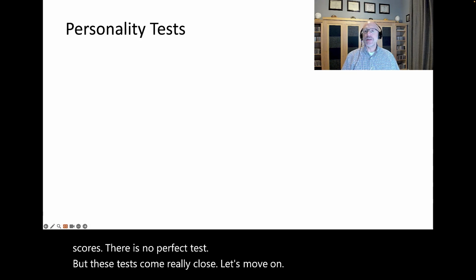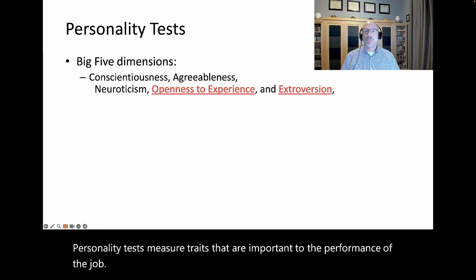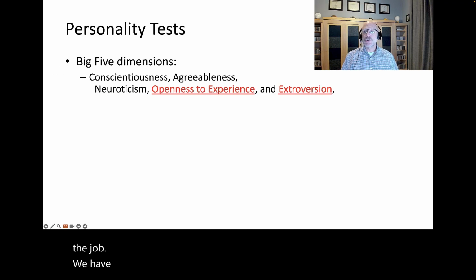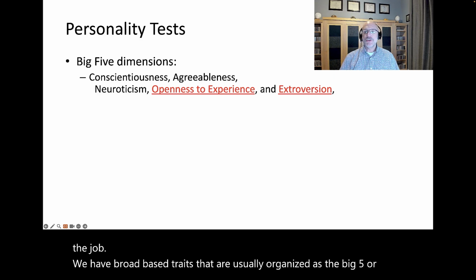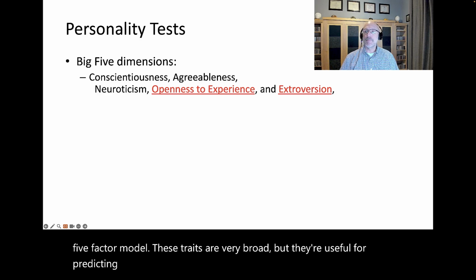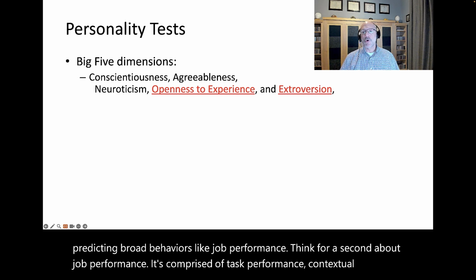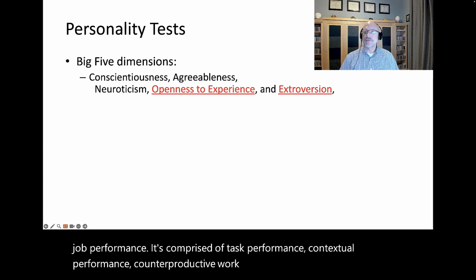Personality tests measure traits that are important to the performance of the job. We have broad-based traits that are usually organized as the Big Five or the five-factor model. These traits are very broad, but they're useful for predicting broad behaviors like job performance. Think for a second about job performance. It's comprised of task performance, contextual performance, counterproductive work behavior, and other behaviors.